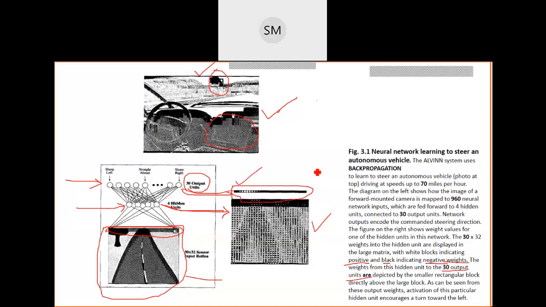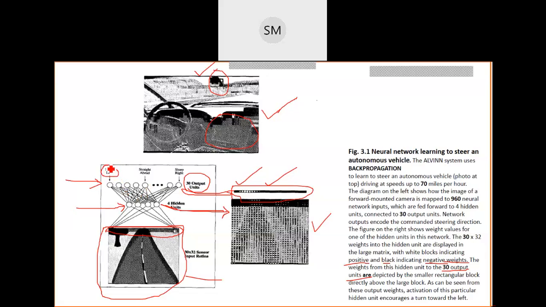Since I am calling all these 30 units output units, these units are telling the car whether you have to rotate the steering towards the right side or left side, or only a little bit right, and if it is right, how many degrees I have to rotate the steering, or whether to keep the steering straight only. So all these steering commands will be given by these output units only.